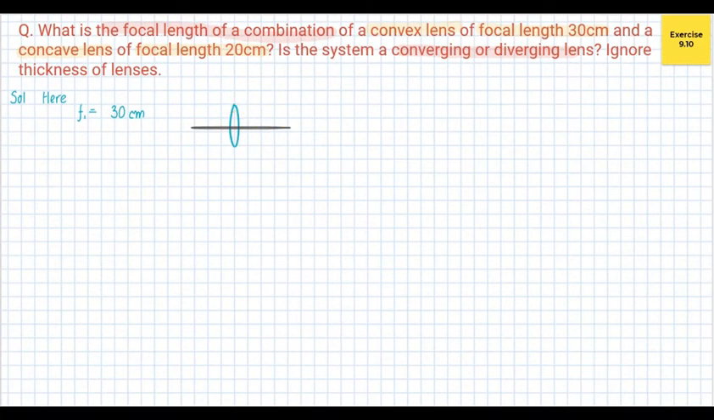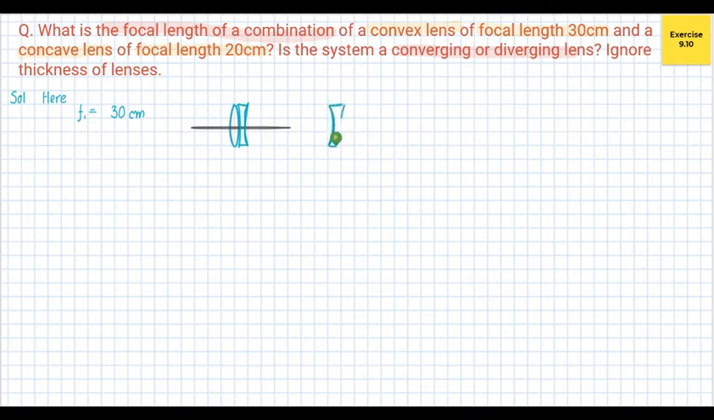Now, you have a second lens. What kind of lens is it? It is a concave lens. Your concave lens is what kind of lens? It is a diverging lens. Why is it a diverging lens? Because, if you remember, suppose this is your concave lens.